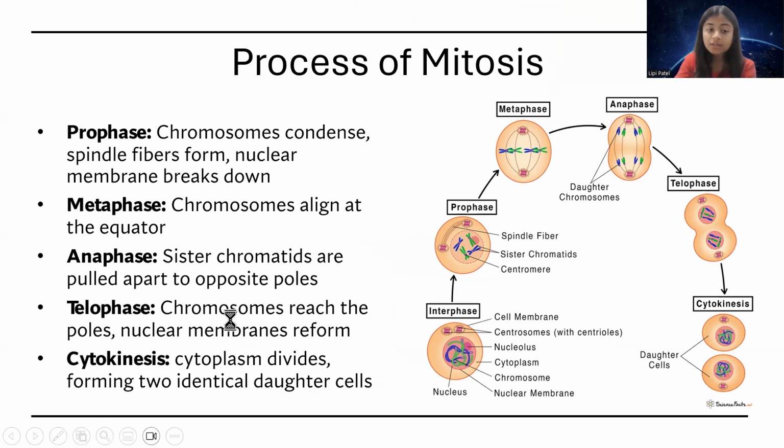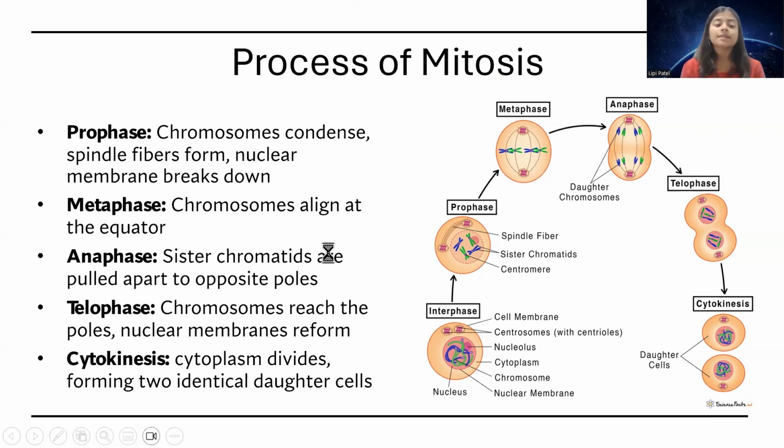In telophase, chromosomes reach the poles, nuclear membranes reform. As you can see here, the chromosomes are at the opposite poles, so there are no longer any spindle fibers attached anywhere, and the nuclear membranes have reformed, the small circles that you see here.